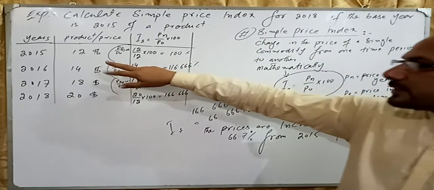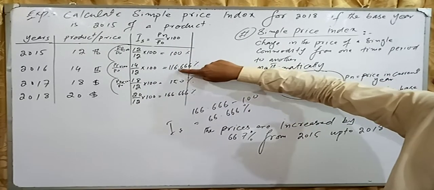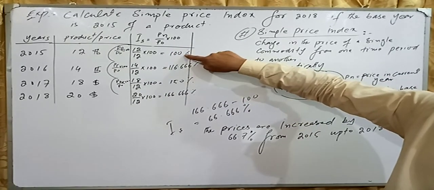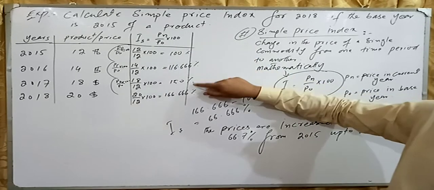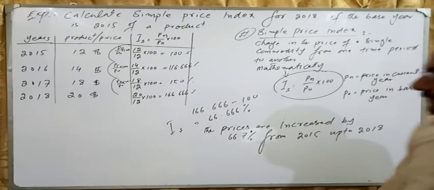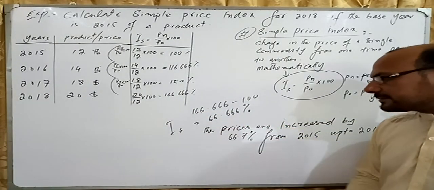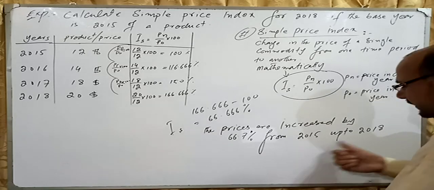If you are trying to measure yearly, that is also possible. 116.6 minus 100 will show you how much the price increased in the first year, then in the second year, in the third year. But the first and last will show you that the prices increased by 66.6% from 2015 up to 2018.